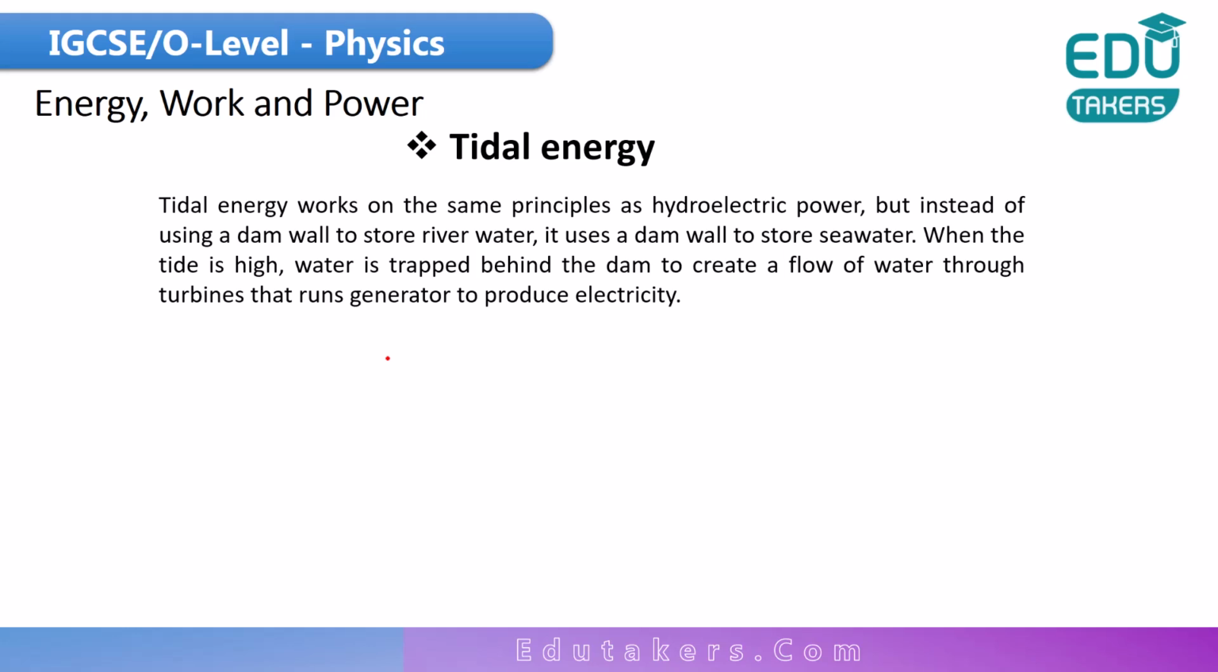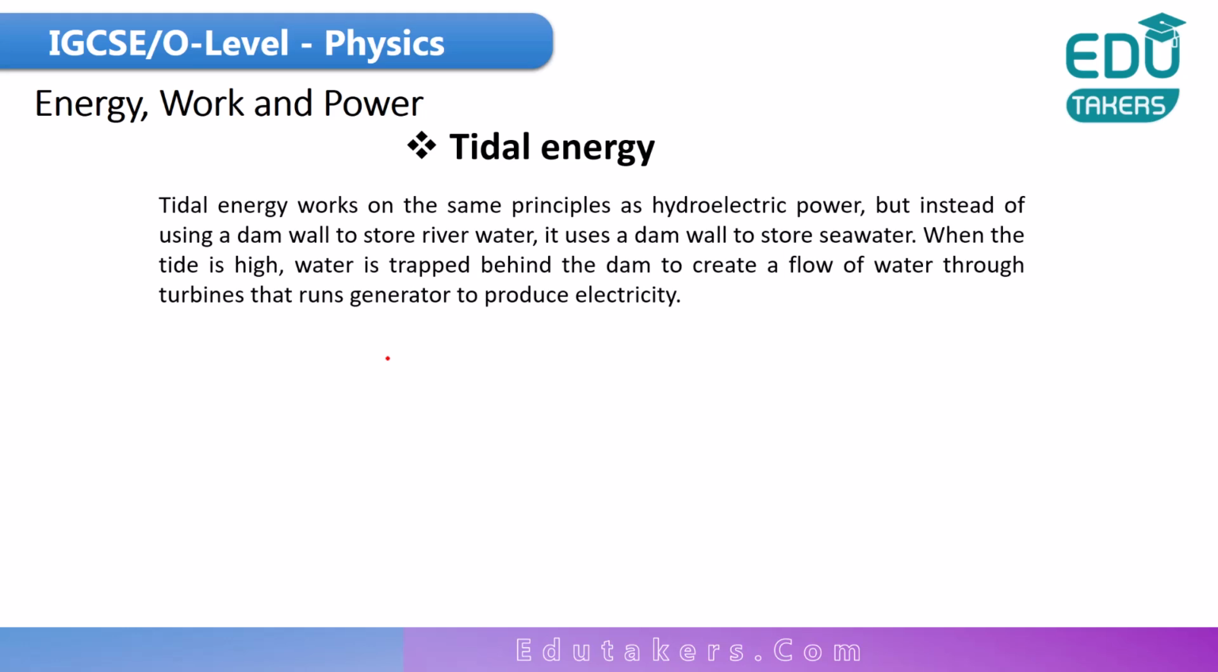But when we have to use tidal energy as a source of electricity production, here instead of using river water stored behind the dam wall, we use sea water. So in the case of tidal energy, the sea water is basically stored behind the dam wall. In the same way, in hydroelectric power, when the water is at height, it has gravitational potential energy.